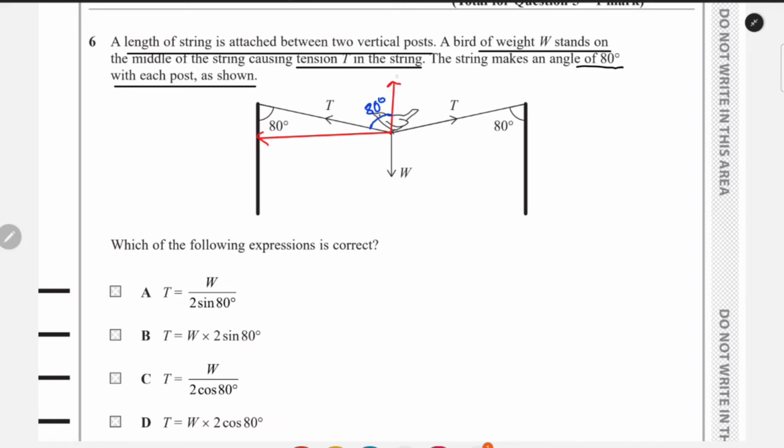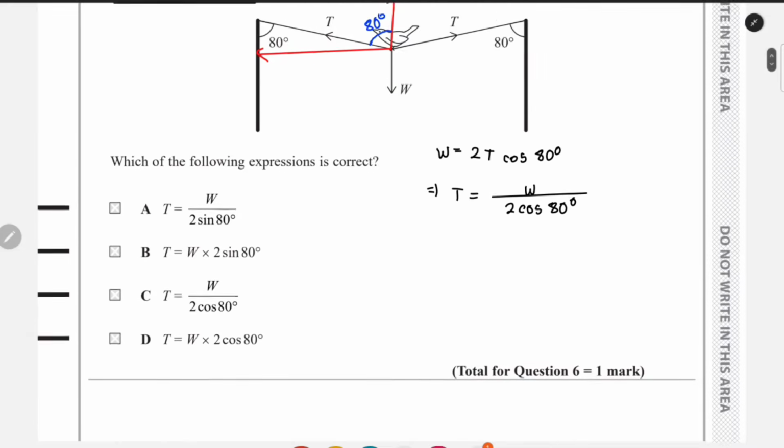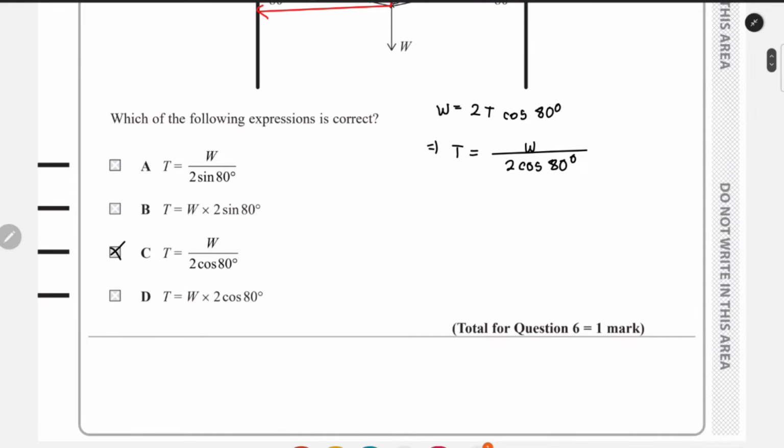So the vertical force will be 2T cos 80 degrees, and this will be equal to the weight. So weight equals 2T cos 80. Now we have to make T the subject over here, so we'll get W by 2 cos 80. This is the answer.